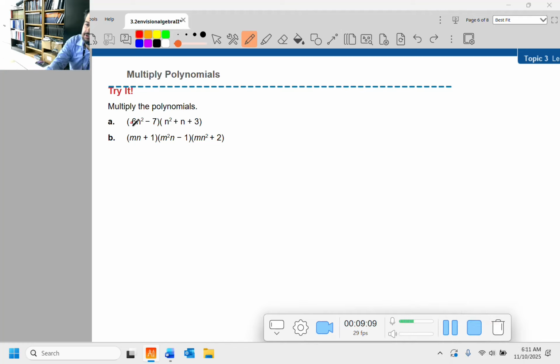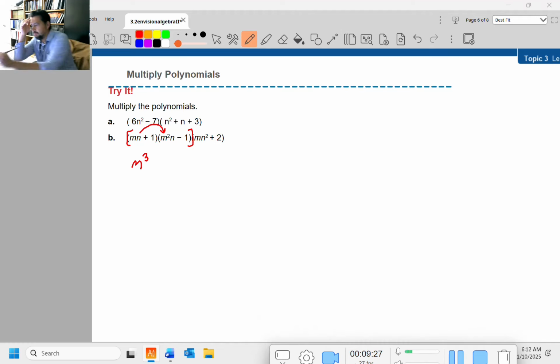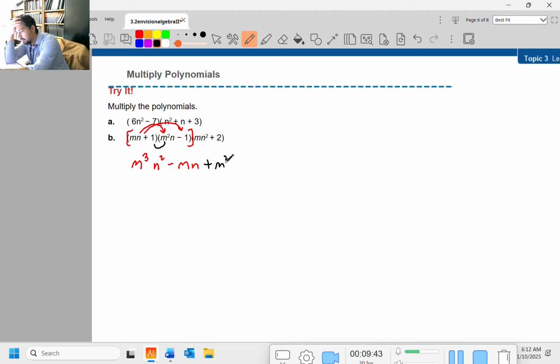All right, so here we have a try it. I'm only going to do example B. And you know what? Let's do this the classic way, which is to double distribute. m times m squared is m cubed. And then you have n times n squared minus mn. All right. That was first and outside. 1 times m squared n is plus m squared n. And then 1 times negative 1 is minus 1.